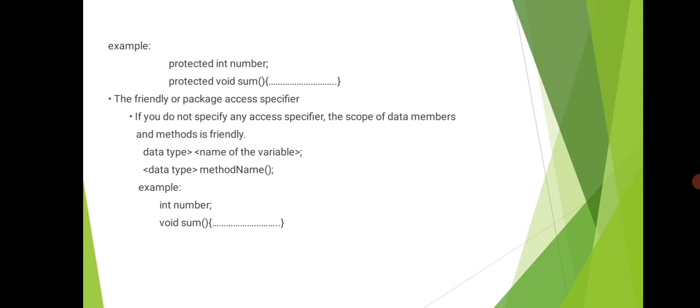Within the package, it is accessible. That is number and sum, which is in protected mode. Okay, next is friendly or package access specifier.